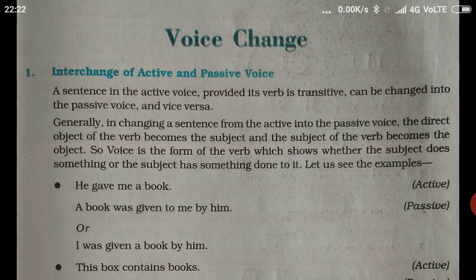See here, he gave me a book. So here you will find two objects: one is the direct object, one is the indirect object, right? Always you will find all the pronouns are the indirect object, and the things will be direct object. So here the direct object is a book, so you will make a book singular, and your sentence is in past tense. That's why you will write here, a book was given, given is the third form of gave, to me by him, right? Or it may be with the help of the indirect object: me will become your subject I, so you will write here, I was given a book by him, right?